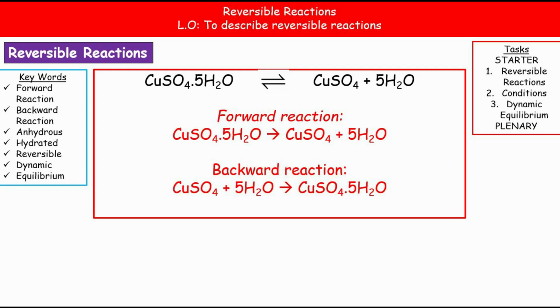So hopefully our forward reaction reads as CuSO4.5H2O, normal arrow, CuSO4 plus 5H2O, and the backward reaction is CuSO4 plus 5H2O, the arrow, and then CuSO4.5H2O. So all we're doing, the forward reaction starts on the left and works to the right. The backwards reaction starts on the right and works to the left. So give yourself a tick for each one of those you got right.